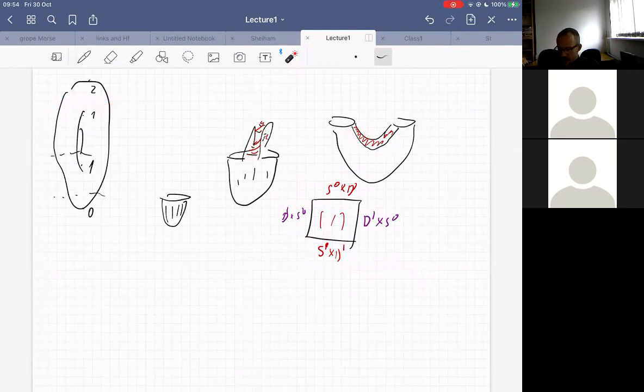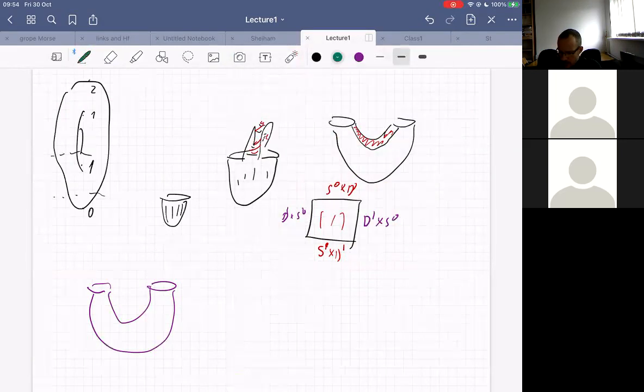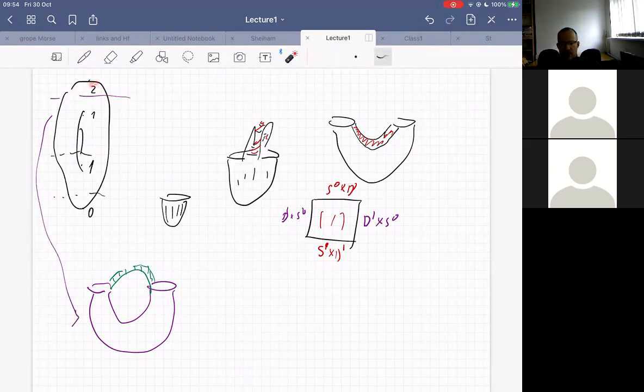And at this level set, what happens is that you attach one more one handle. So the picture is this. So this is another one handle. And now this is your level set. And now when you cross this point, you attach a two handle, which is a cap, and you get a full torus. So far, so good.